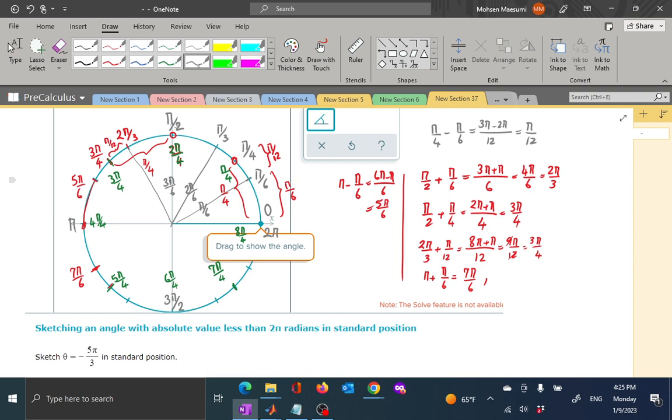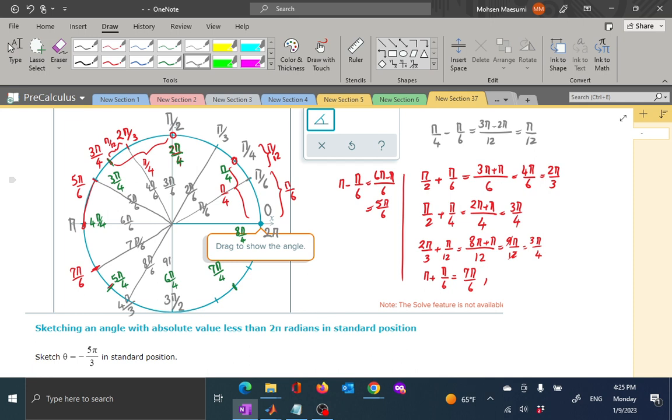4 pi over 6, which is 2 pi over 3. 5 pi over 6, which is where we were. 6 pi over 6, which is, well, just pi. And this is, of course, 7 pi over 6. And then this is going to be, what, 8 pi over 6, which is better written as 4 pi over 3.